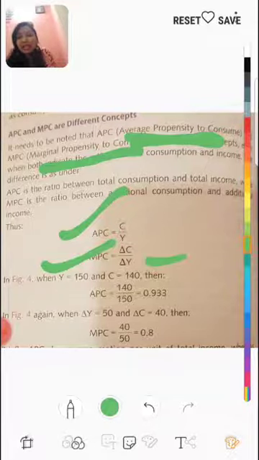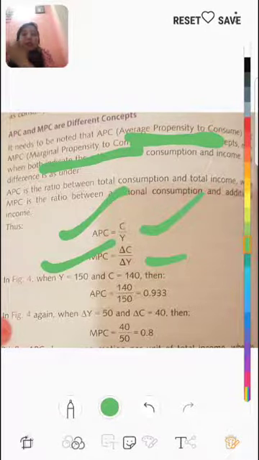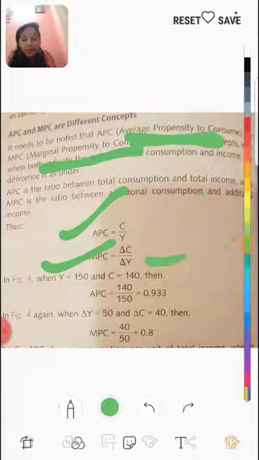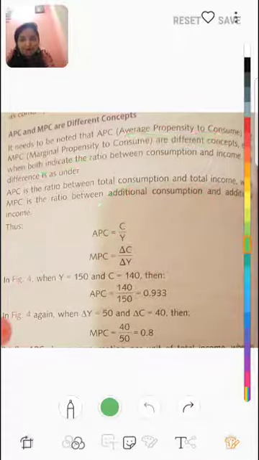APC means average propensity to consume. How will you calculate it? Total consumption divided by total income. Here is the formula. And MPC means marginal propensity to consume. It means additional consumption divided by additional income. Here is the formula. Clear? So now get ready to solve a numerical question.